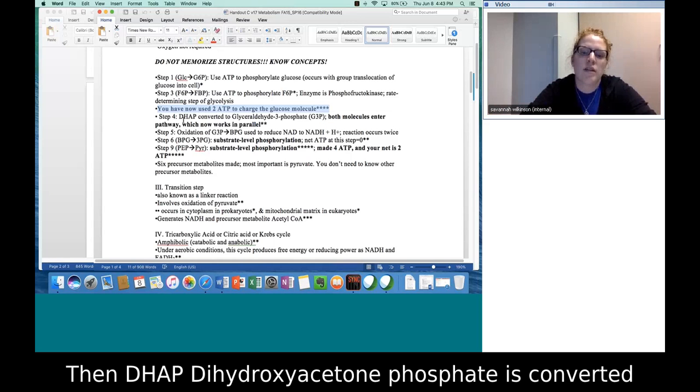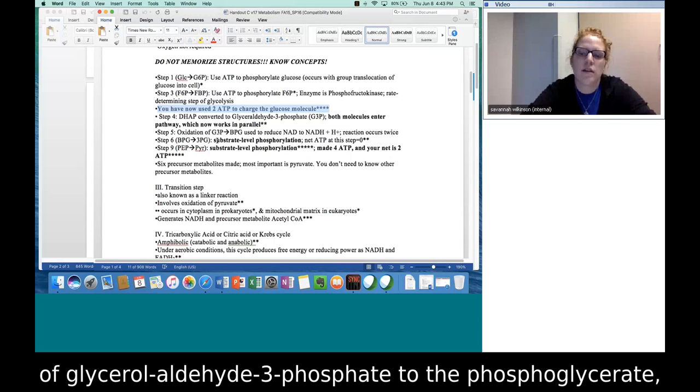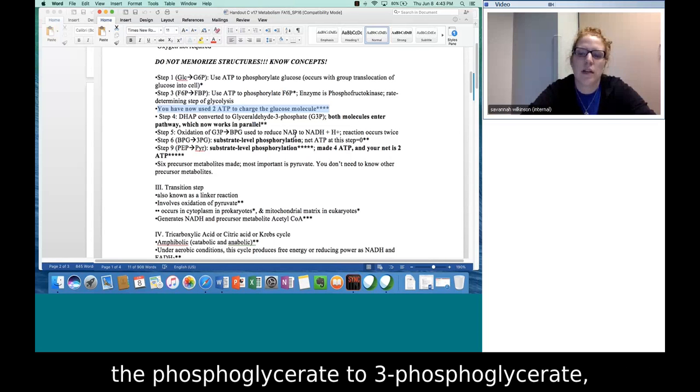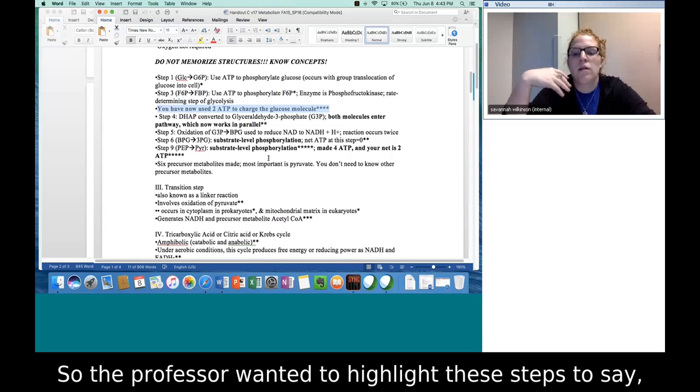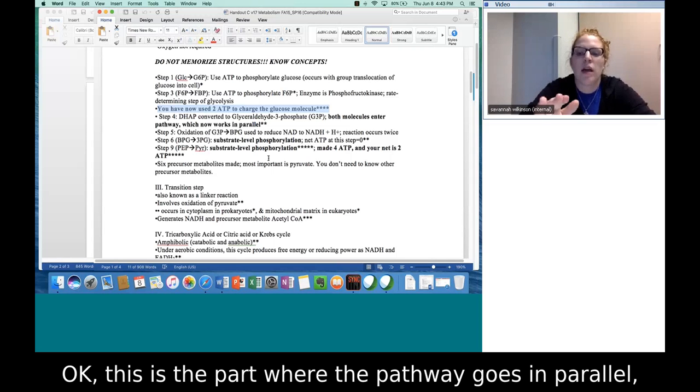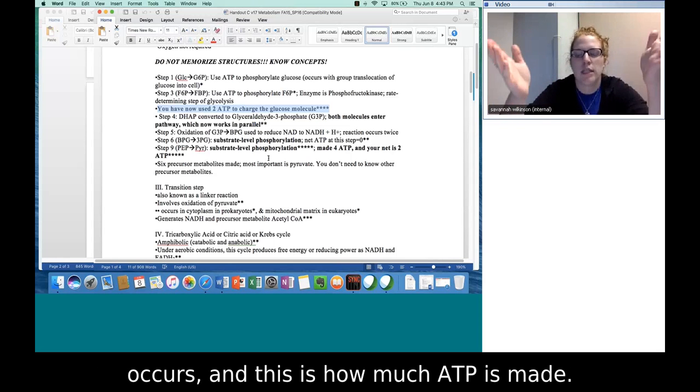DHAP, dihydroxyacetone phosphate, is converted to glyceraldehyde 3-phosphate, and then oxidation of glyceraldehyde 3-phosphate to bisphosphoglycerate to 3-phosphoglycerate, and then phosphoenolpyruvate. Okay, so the professor wanted to highlight these steps to say, this is the part where the pathway goes in parallel, this is the part where substrate level phosphorylation occurs, and this is how much ATP is made.